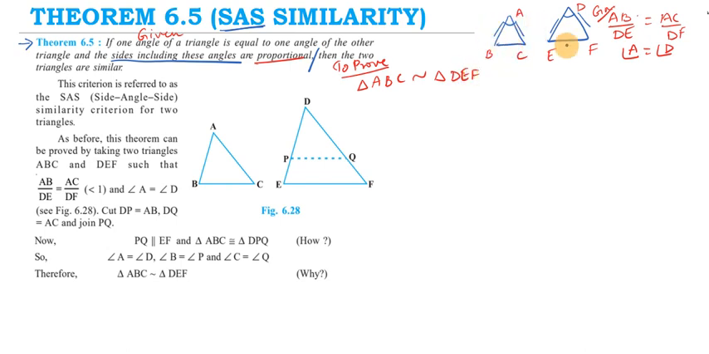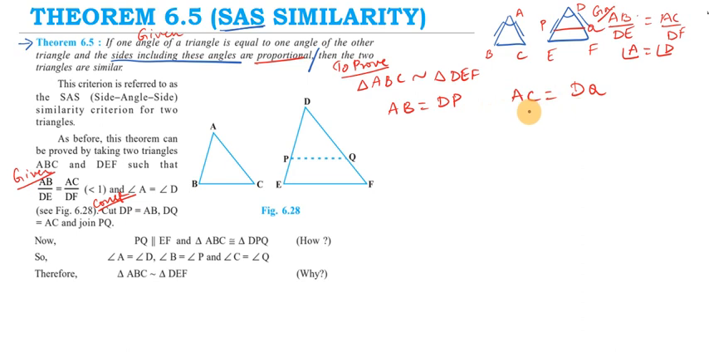Just like we did for the other theorems, we are going to draw a line here. We are going to split DE with points P and Q in such a way. So this is the construction. Remember, this is what is given and this is the construction. This is a very easy theorem. The construction is that we cut DE and DF as DP and DQ, and we join the points P and Q in such a way that AB is equal to DP and AC is equal to DQ.